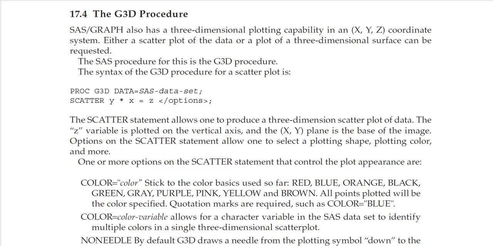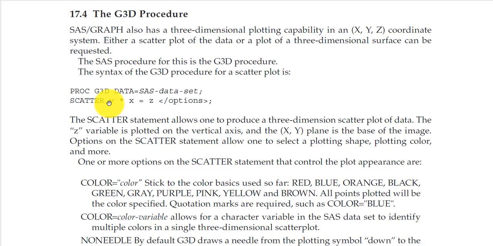So we're just going to have the one 3D procedure, proc G3D, and so there are two different kinds of statements for proc G3D. There's a scatter statement and there's a plot statement. For the plot statement you need a lot of data. For the scatter statement you don't. And so the scatter is just going to give us a three-dimensional depiction.